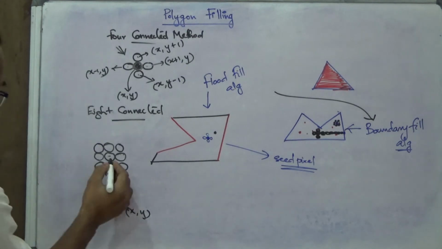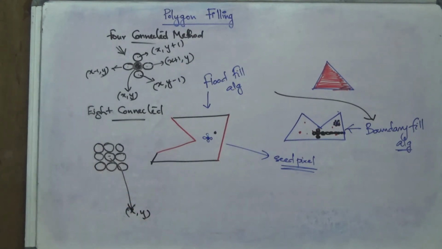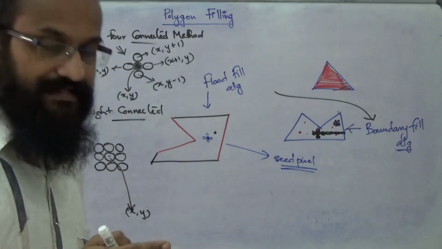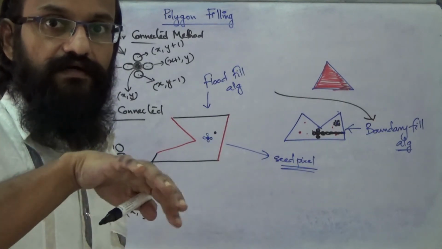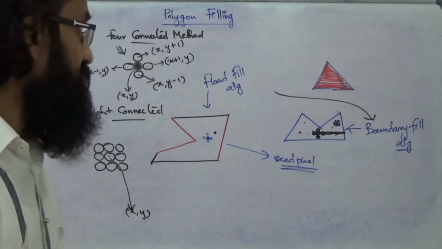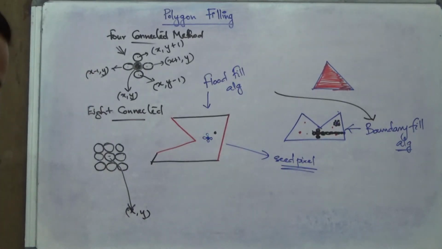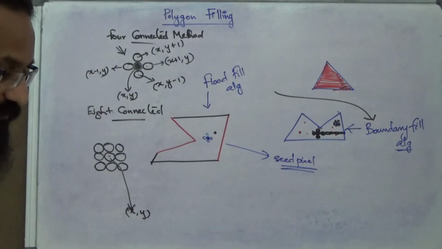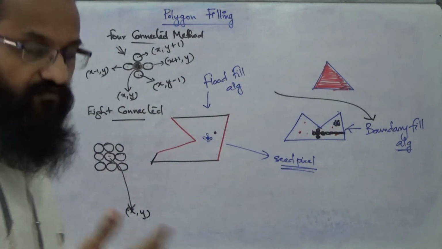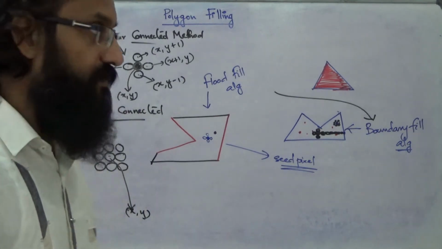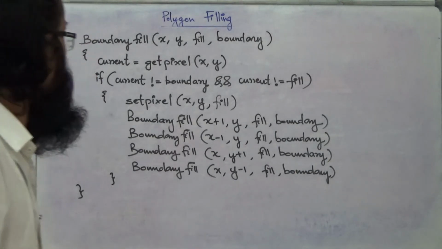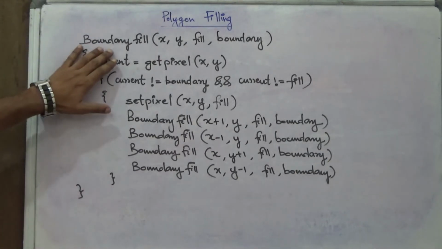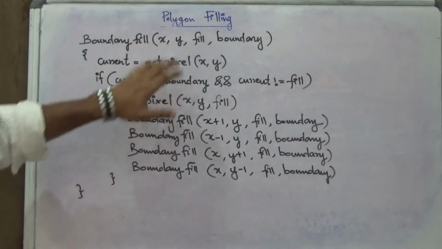That is, for the current pixel, it will extend the recursive call to 8 adjacent pixels. That is what happens in the 8 connected method. So this algorithm will work based on the 4 connected method or the 8 connected method. This is the formal boundary fill algorithm. So this boundary fill receives the seed pixel x y.